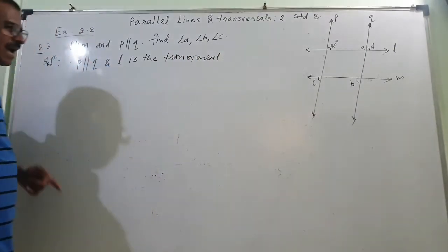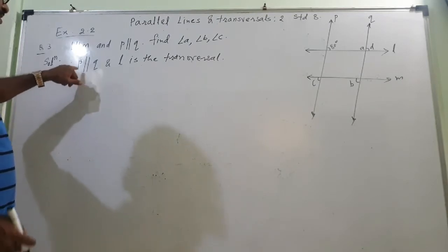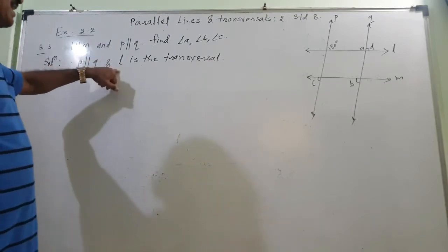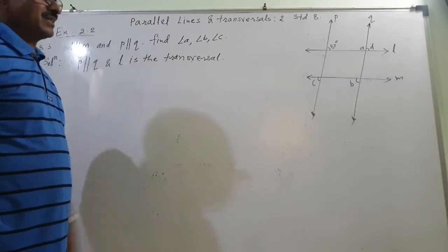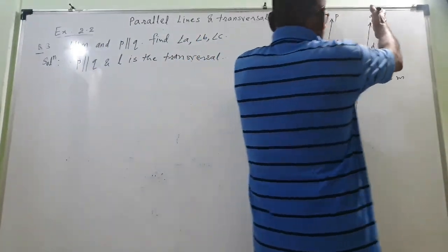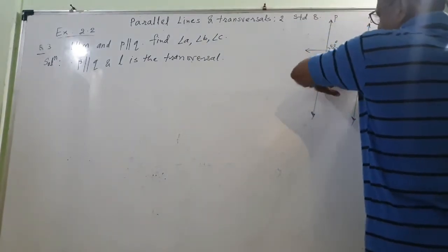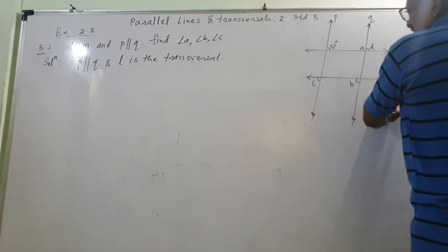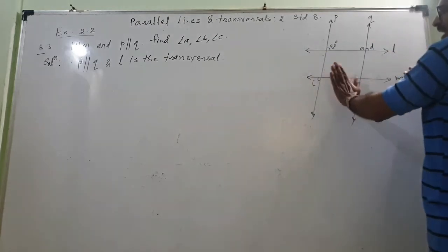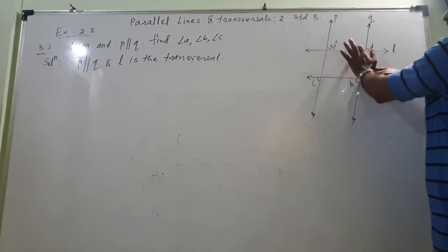Don't write what I am writing. Write what I am saying. Line P is parallel to line Q, and line L is the transversal. So if these two lines are parallel, this is the transversal. Don't forget this line now. Line M, you forget. It is not there. It is like this. Then these two are the interior angles.